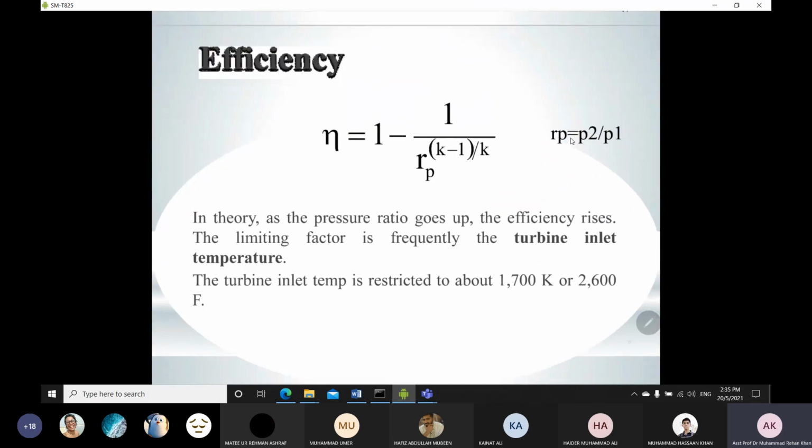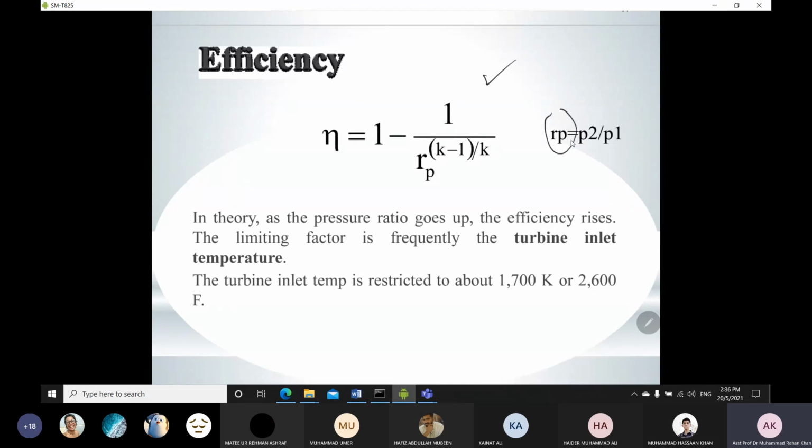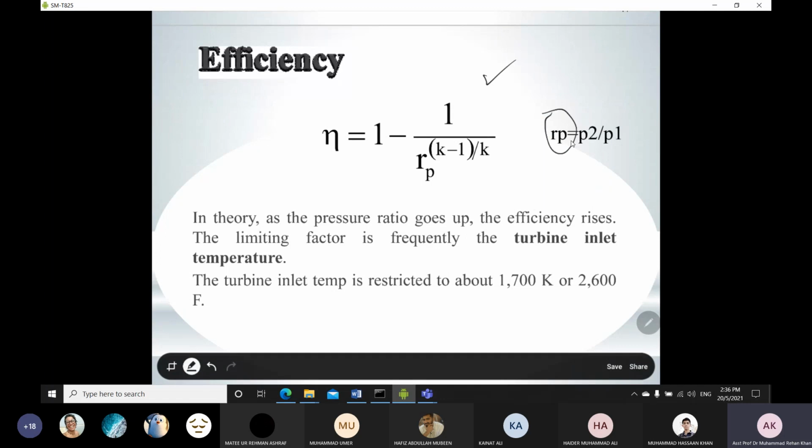Okay, so the efficiency equation of your Brayton cycle looks like this for the air standard assumption: 1 minus 1 over Rp to the power (K minus 1) over K. The Rp is basically the pressure ratio, the ratio of maximum pressure over minimum pressure. If you correlate with the PV diagram, you can notice that your maximum pressure is at point number 2 and minimum pressure is at point number 1. So P2 over P1 is the pressure ratio.